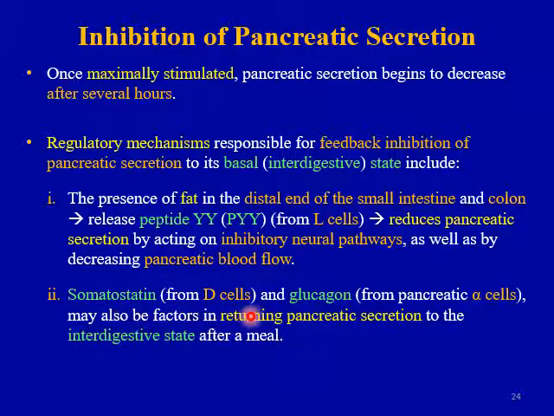Somatostatin from these cells and glucagon from the pancreatic alpha cells may also be factors in returning the pancreatic secretion to the interdigestive state after a meal.